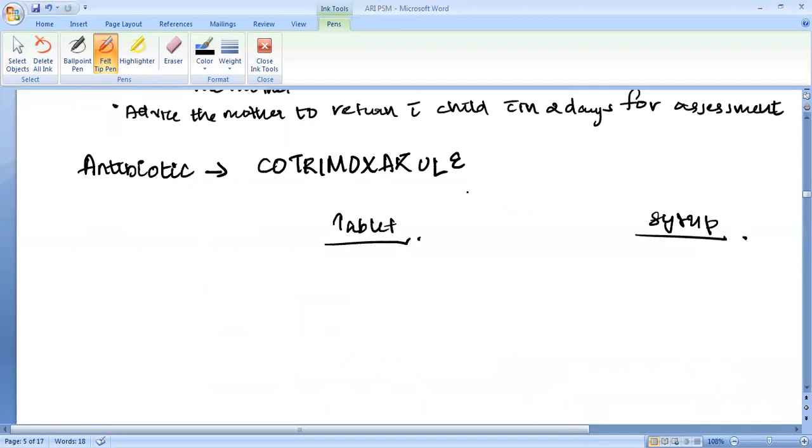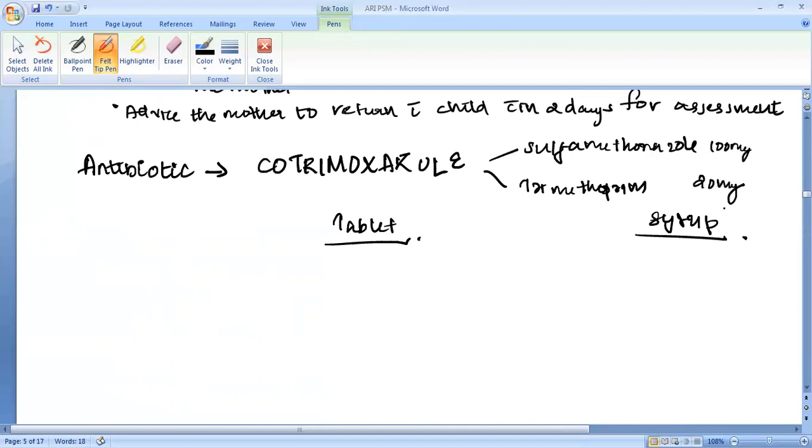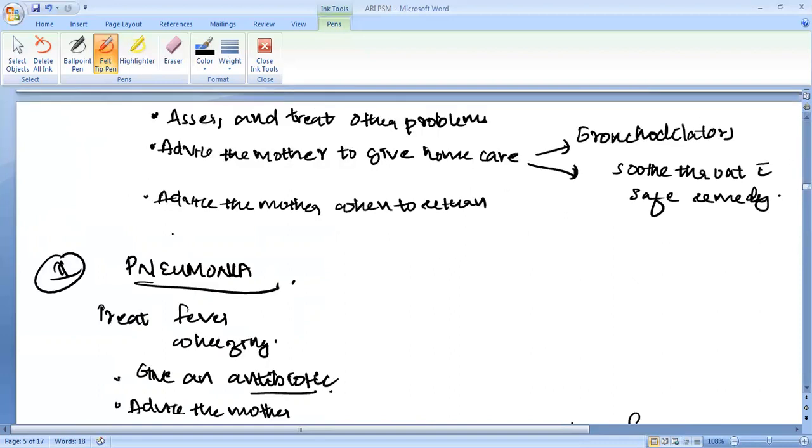Cotrimoxazole consists of sulfamethoxazole as well as trimethoprim. In the case of a tablet, the sulfamethoxazole is 100 milligrams and the trimethoprim is 20 milligrams. But in the case of a syrup, the sulfamethoxazole is 200 milligrams and the trimethoprim is 40 milligrams.